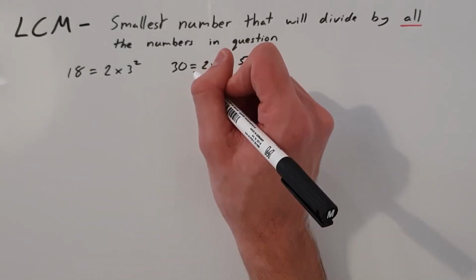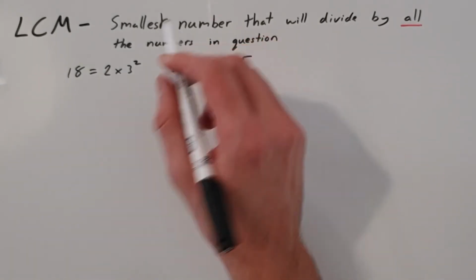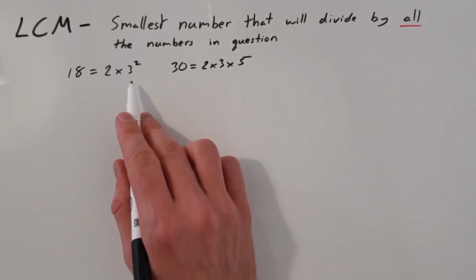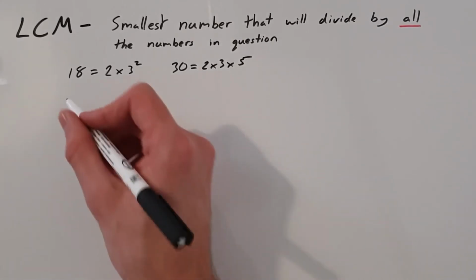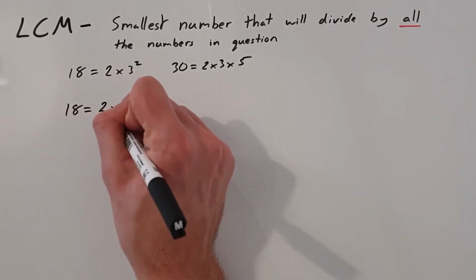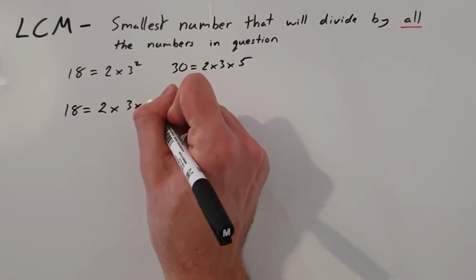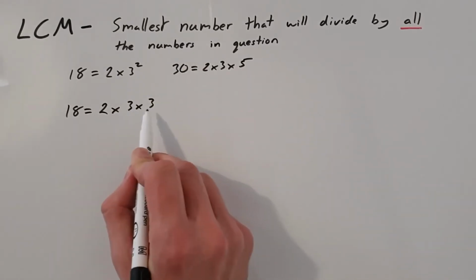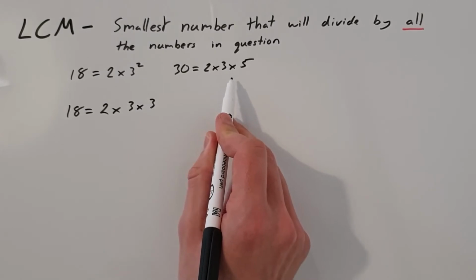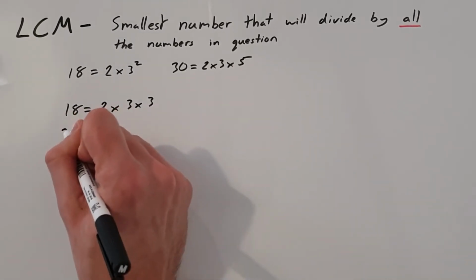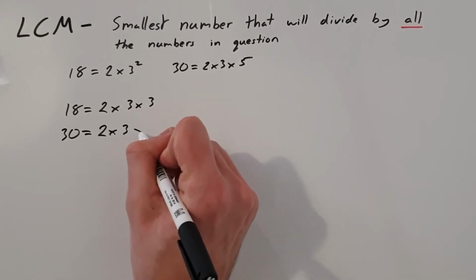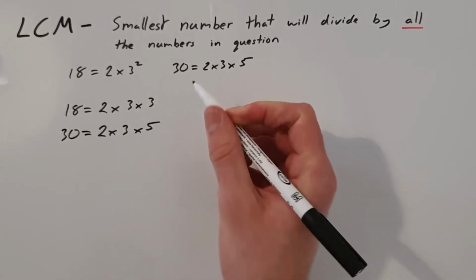The first step of doing this one then is to essentially write out these in full. What I mean by that is basically to remove all the powers. So the first one, we'll say 18 is 2 times 3 times 3, because there's 2 of them. Now we'll do the same thing with 30, although there is no powers in this one, so we'll write it out exactly the same way. So we'll say it's 2 times 3 times 5.